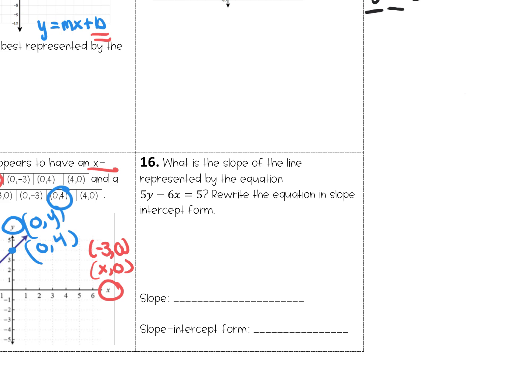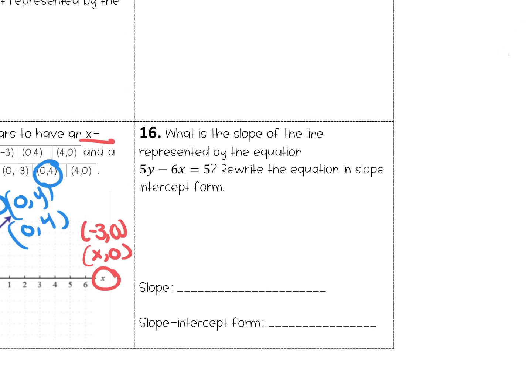16 says, what is the slope of a line represented by the equation they gave you? Rewrite the equation in slope-intercept form. The form they gave me is standard, and standard is not very much fun. So I'm going to write it down again. 5y minus 6x equals 5. This is standard form. I want to go to slope-intercept.